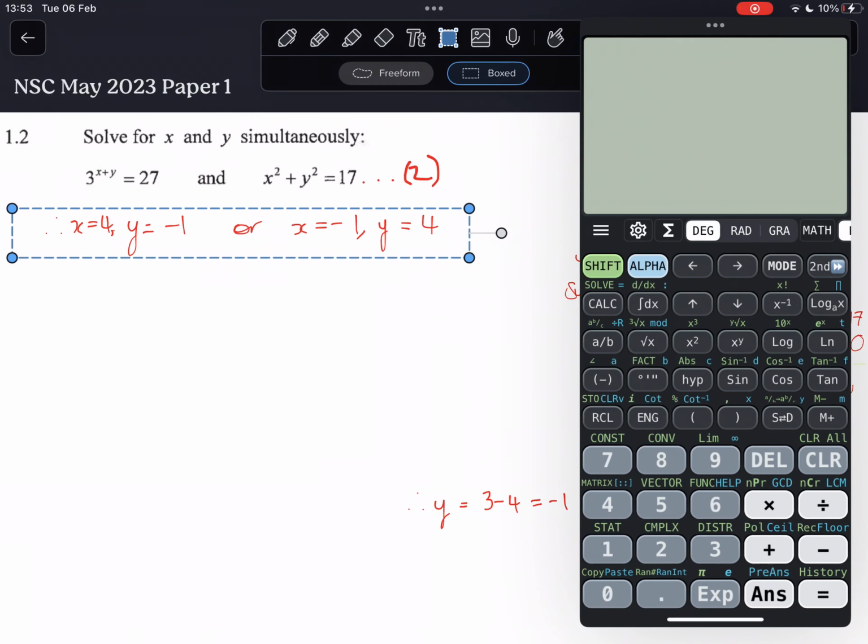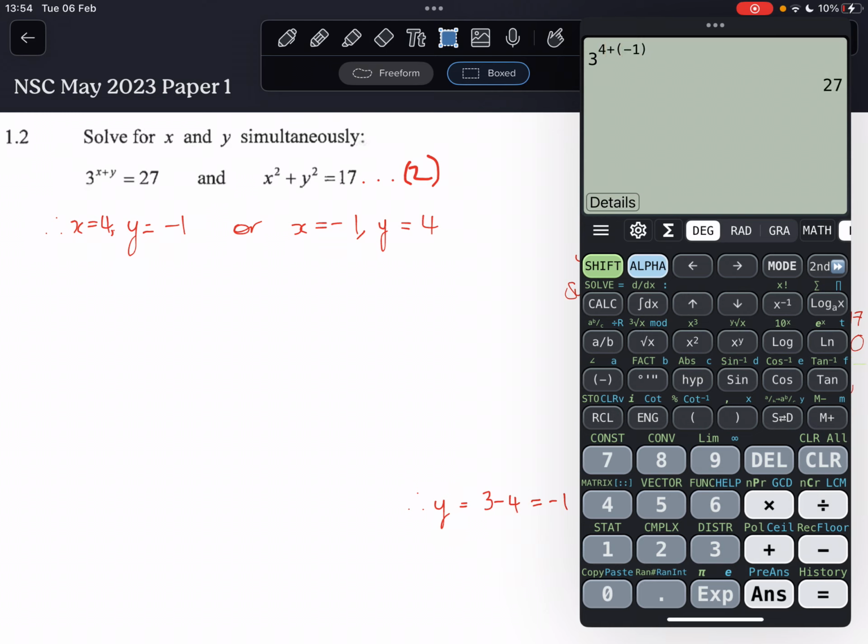Okay, right. So let us check that all the solutions work for all the equations, right? So we've got 3 to the power of 4 plus negative 1, and that does give us 27, right? And then let's test the other solution. So 3 to the power of negative 1 plus 4 gives us 27 as well. So our two sets of solutions work for the first equation, which is good.